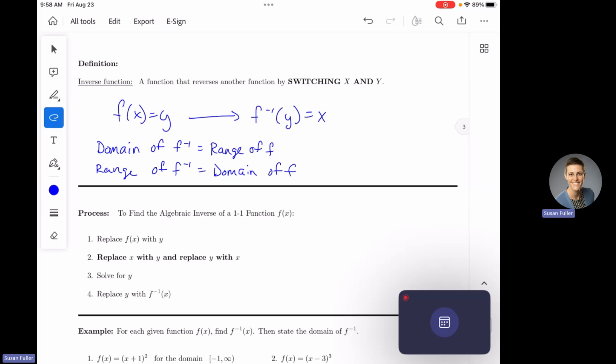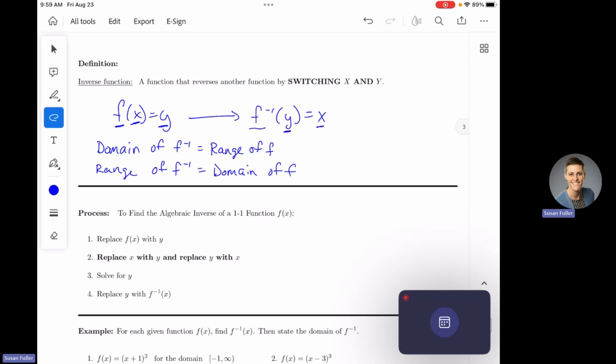So to refresh your memory, an inverse function is basically a function that reverses or undoes another function by switching x and y. That's the big important thing that I need you to get. An inverse function switches x and y. So if on your forward function f, you put an x in, you get a y out. On your inverse function, your x and your y switch places, and that y value would go into your inverse function and the x value would come out, right?